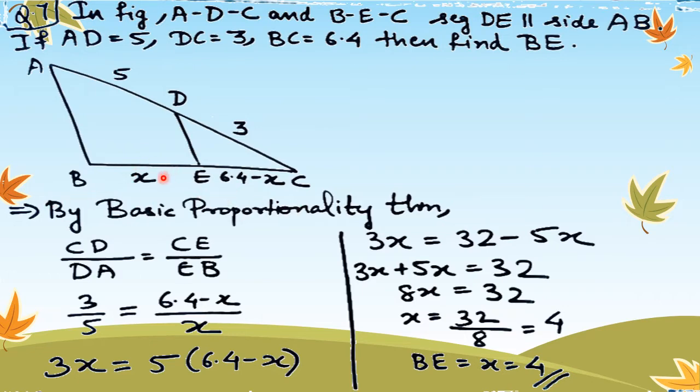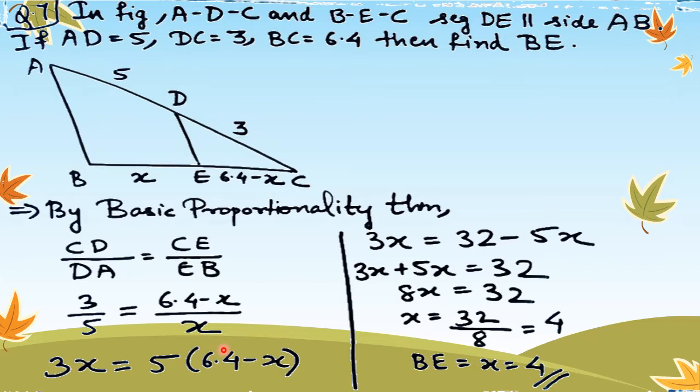Then find BE. Okay, so what I have done here is BC is given 6.4. So I mentioned BE as X, that is the measure of BE. Then naturally EC will be 6.4 minus X. Just using the variable for convenience. Now by basic proportionality theorem we know that CD upon DA is equal to CE upon EB. So 3 by 5 is equal to 6.4 minus X upon X.